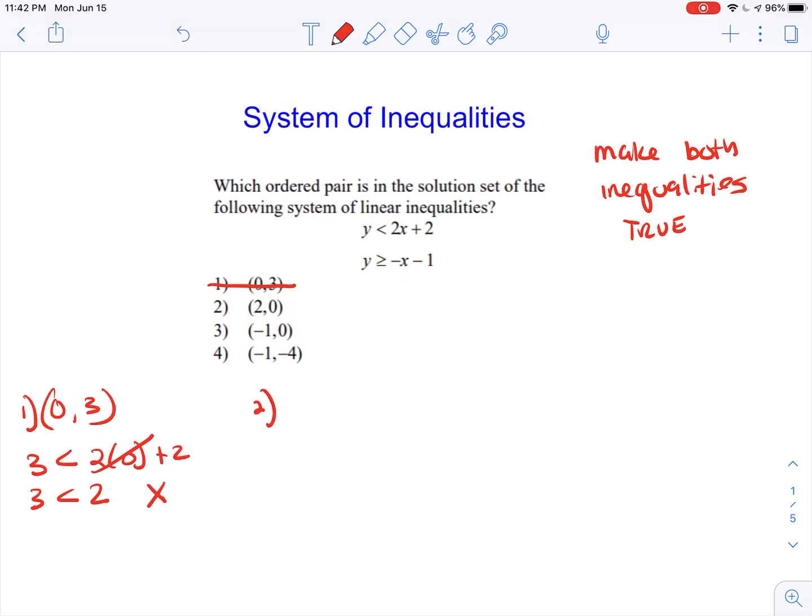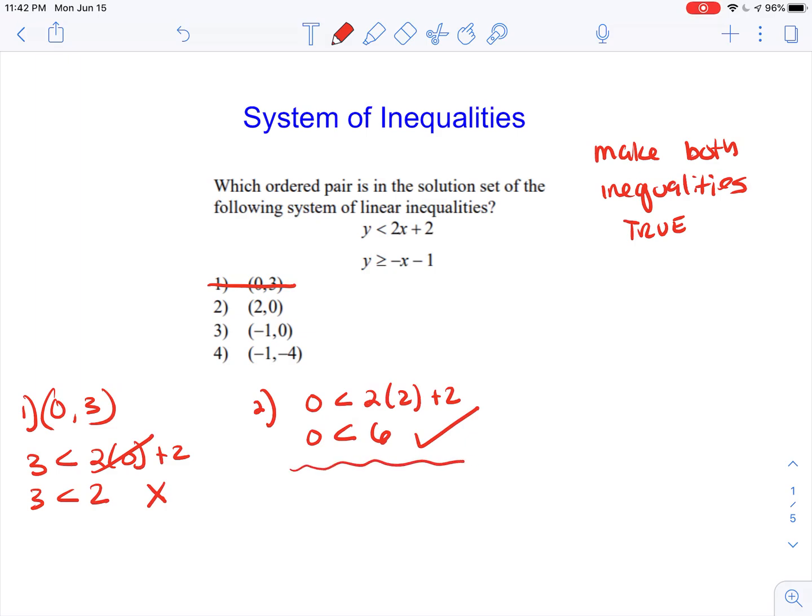Okay, so let's try number 2, (2, 0). So we're going to plug that in. 0 is less than 2 times 2 plus 2. 0 is less than 4 plus 2, which is 6. Is 0 less than 6? And that is true. Okay, so we know that it works for the first inequality, but in order for it to work for the entire system, we need to plug it into both.